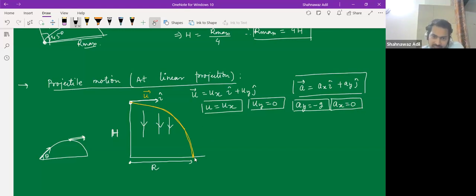And let's say we want to calculate this distance, this r. Okay. So which component will we use? Which component of the kinematics equation will we use? The x component, right? So let us write the x component equations.